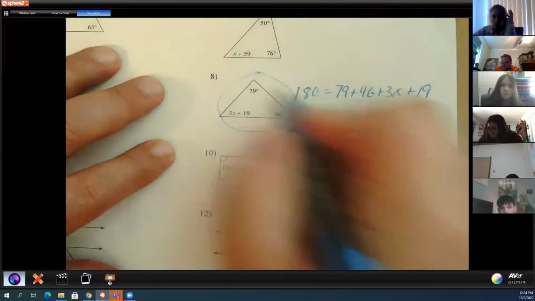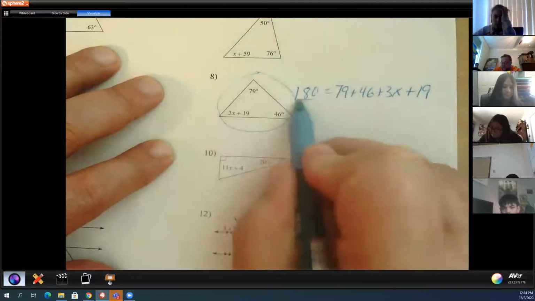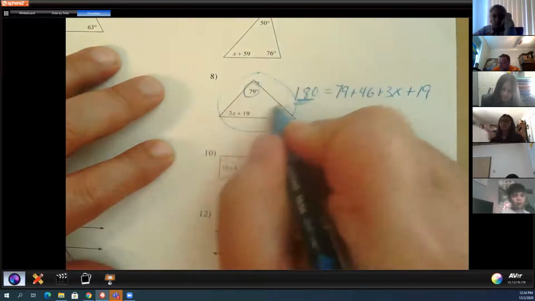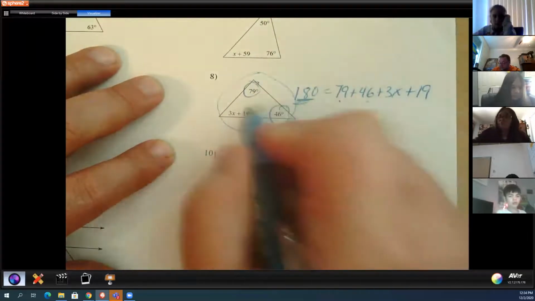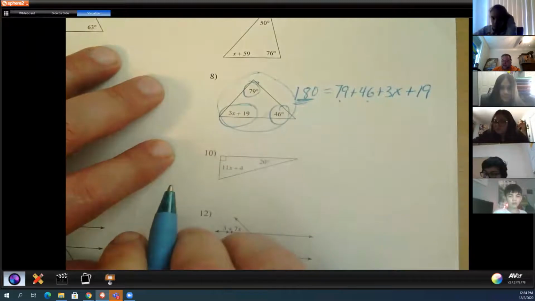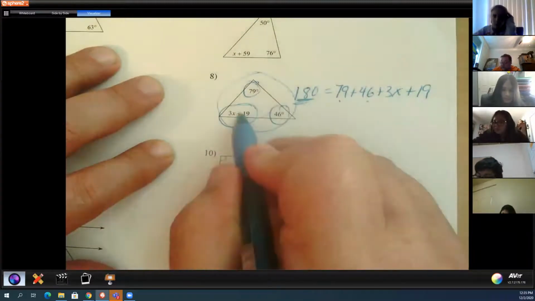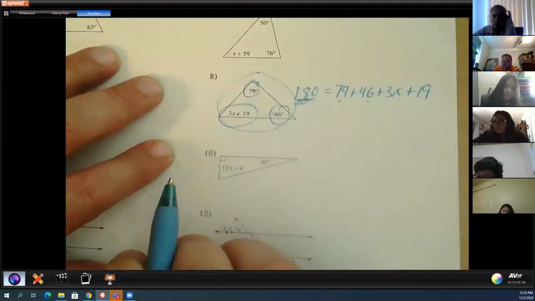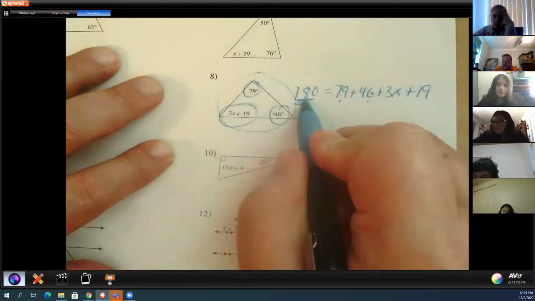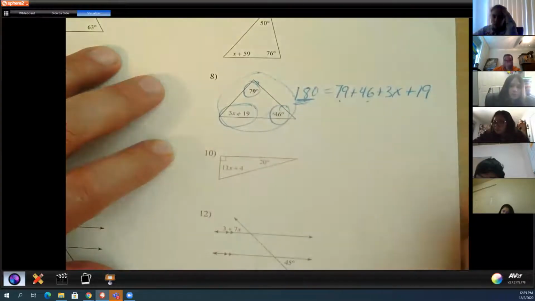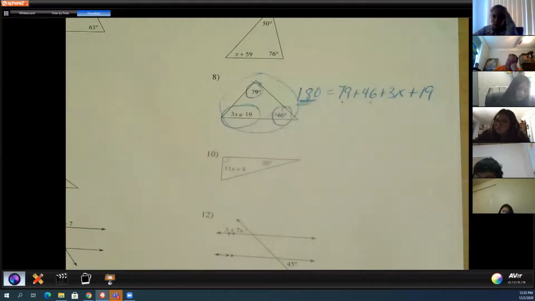So all these angles inside here add up to 180. Well, there's my number 180. Well, there's a 79 and a 46 and a 3x plus 19, right? So I'm going to add all three of these angle measurements together and set them equal to 180. Then I'm just going to do combining like terms and solving an equation to find out what the value of x is.